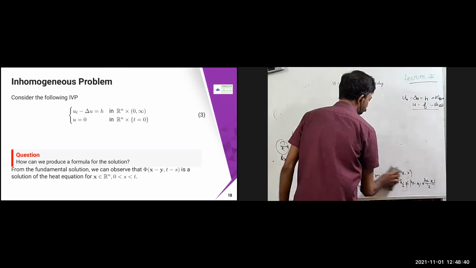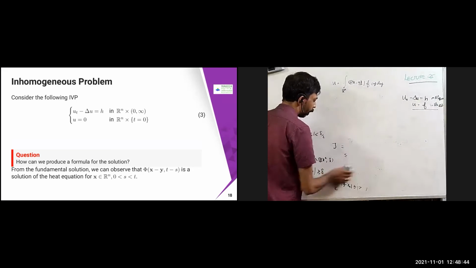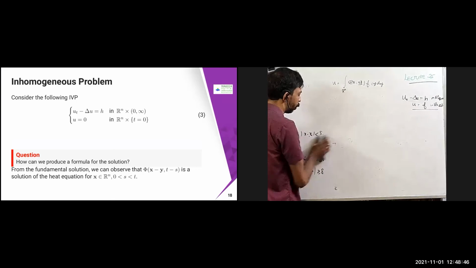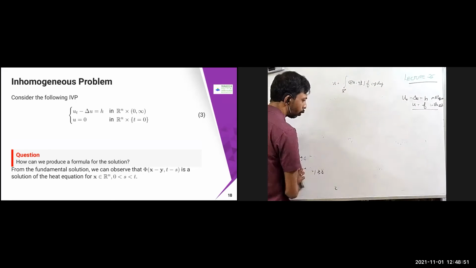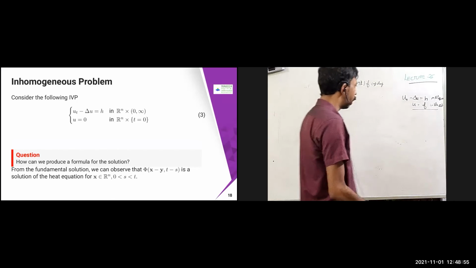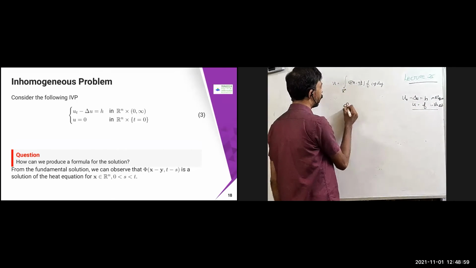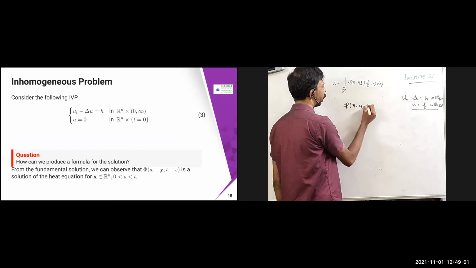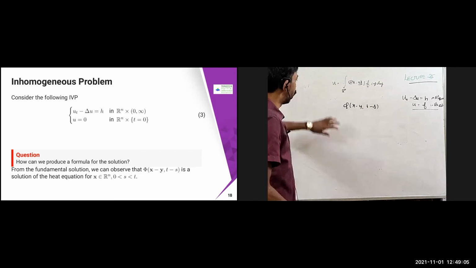So this is once again a similar kind of thing to what we discussed in the wave equation. We have introduced a similar kind of setup, and the same kind of setup we are going to introduce here. So now what I'm going to do is, instead of writing Φ of x comma y comma t, I'm going to write Φ of x minus y comma t minus s. This I'm going to observe.